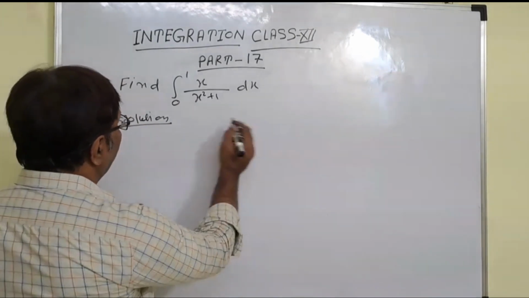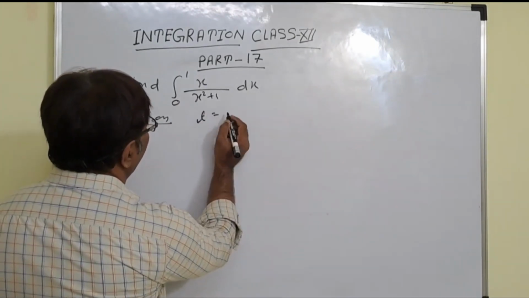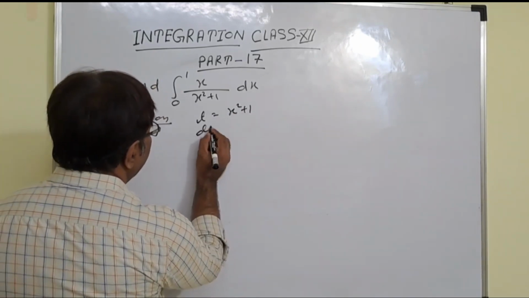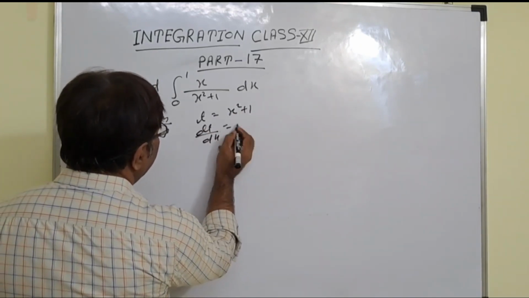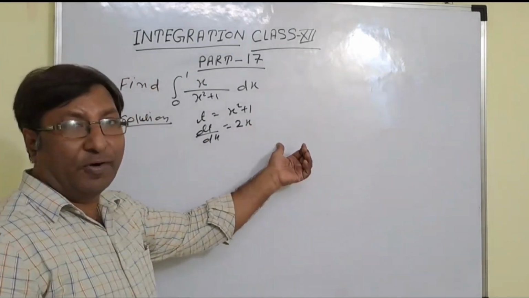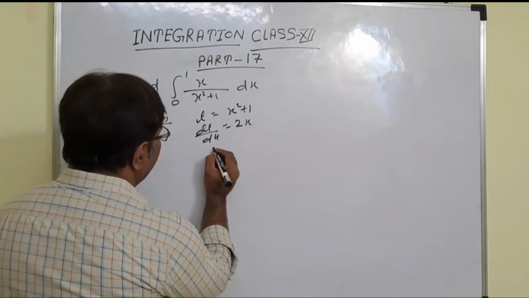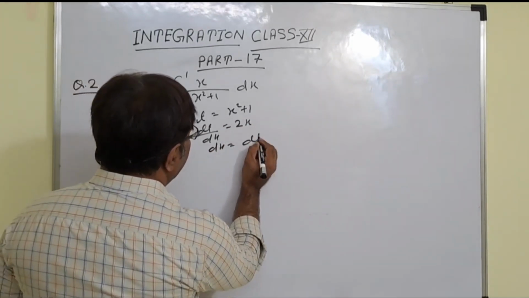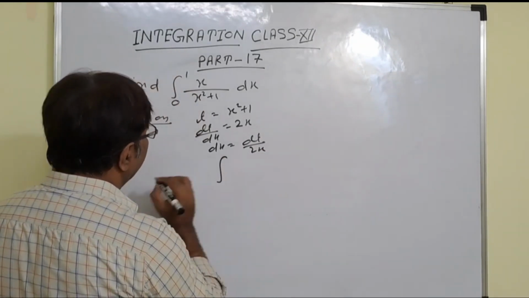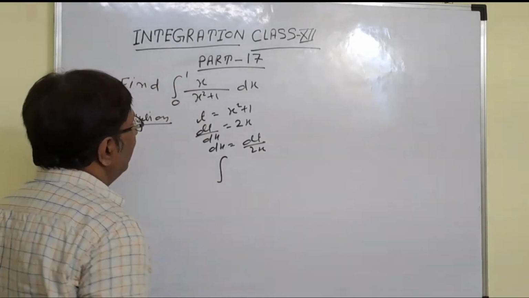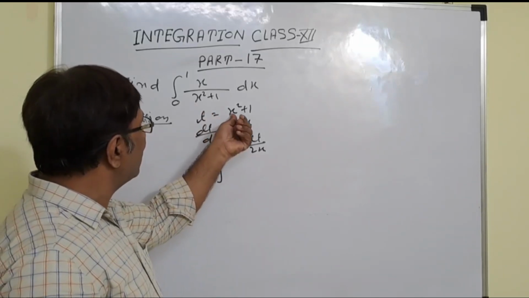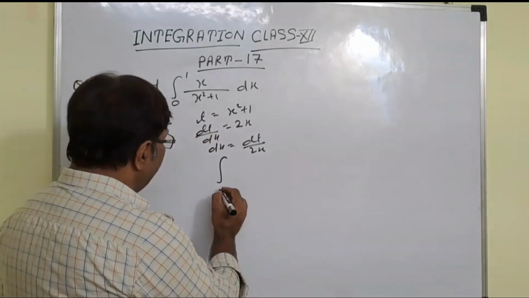So for this type of question, just put t equal to x square plus 1. So we will get dt upon dx equal to simply 2x, because the derivative of 1 is 0. Now we will get dx equal to dt upon 2x. So now you see the integration from 0 to 1. The lower limit is 0, so t is 0 square plus 1, we will get 1.